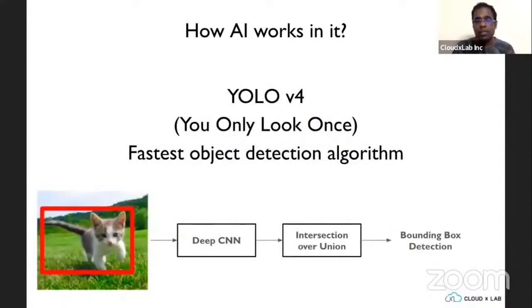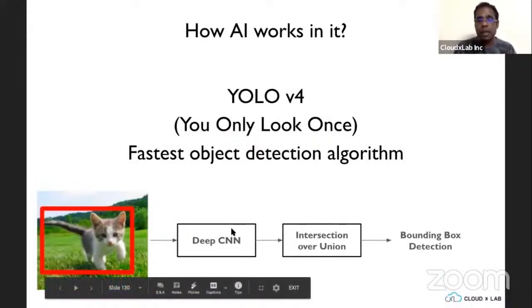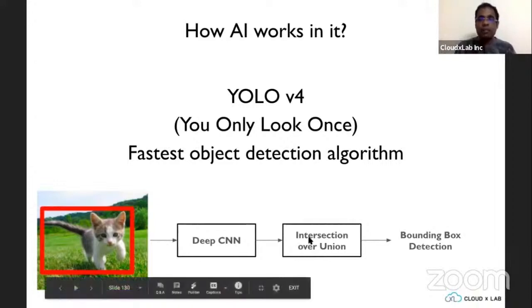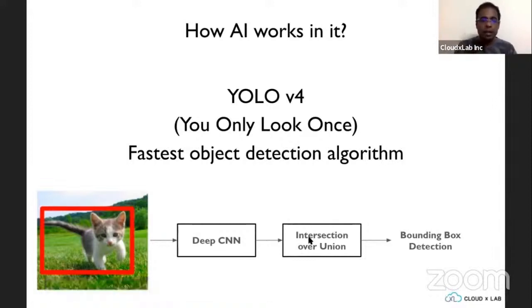But YOLO takes that a little further and does it very elegantly. It has a deep CNN, and with one pass it creates a lot of detections. Then at the end, you have a process in which all of it is merged together and you get a final output. We will see how that works as we go forward.